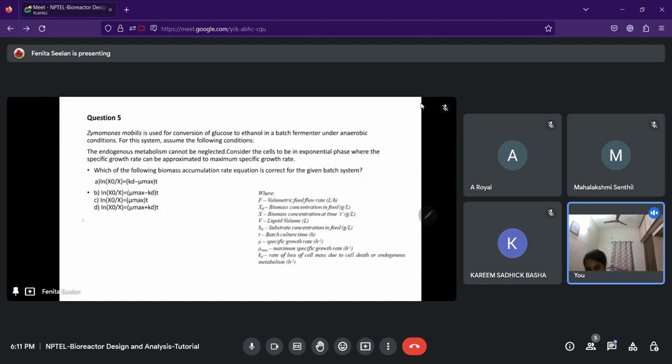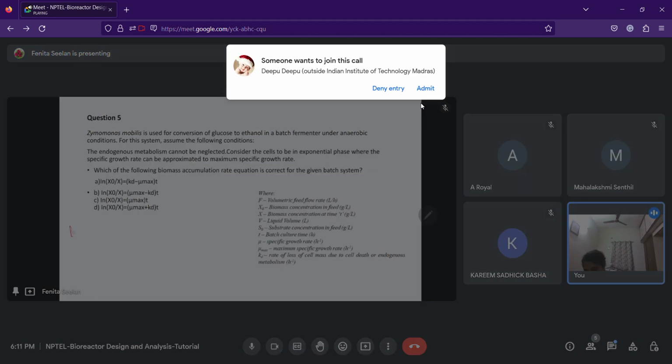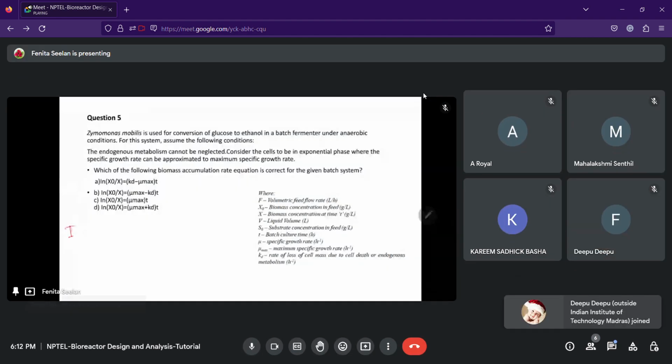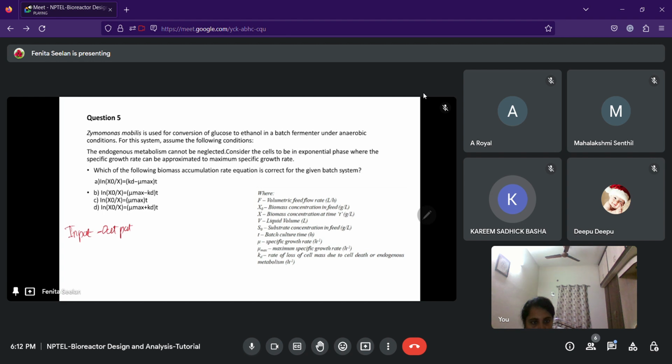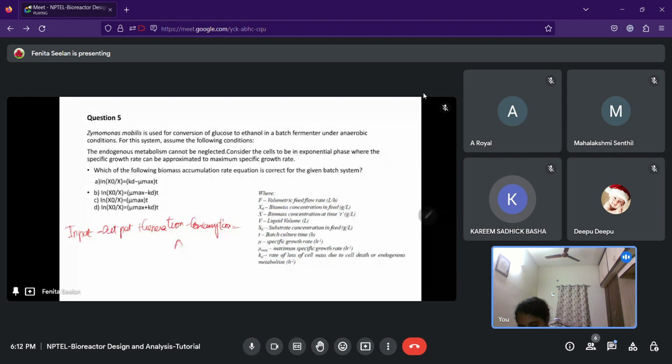So according to the law of conservation of mass, we can write input minus output plus generation minus consumption is equal to accumulation.